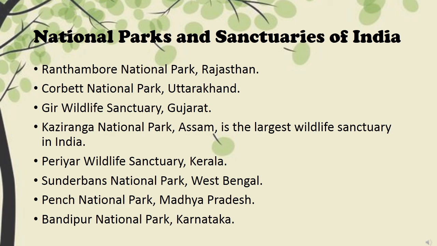Corbett National Park, Uttarakhand; Gir Wildlife Sanctuary, Gujarat; Kaziranga National Park in Assam is the largest wildlife sanctuary of India; Periyar Wildlife Sanctuary in Kerala; Sundarbans National Park in West Bengal; Pench National Park in Madhya Pradesh, and Bandipur National Park in Karnataka. These are just a few names, but there are many more in India, and now the government also is doing excellent work in conserving wildlife and our flora and fauna.